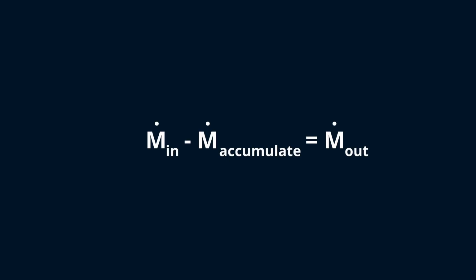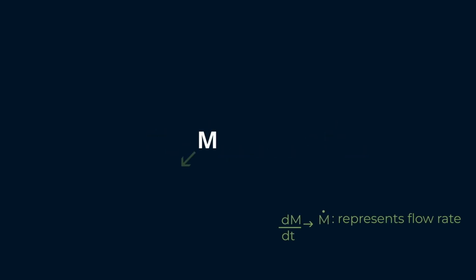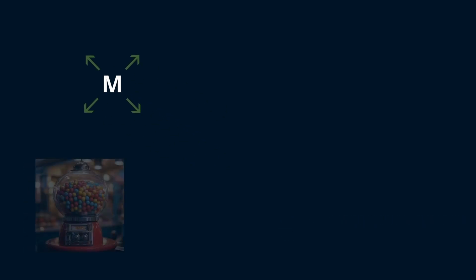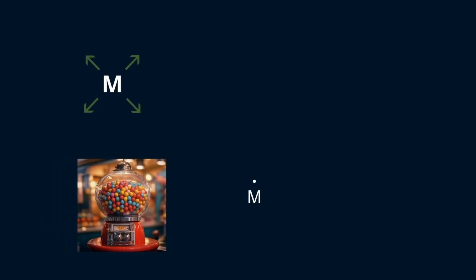Mass flow rates are a key part of material balances. Mass and its flow can be represented through several different expressions. Let's look at a few examples. In a candy dispenser, the mass flow rate can simply be the mass of each candy multiplied by the number of candies being dispensed.